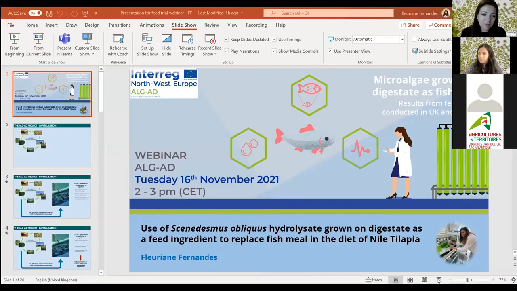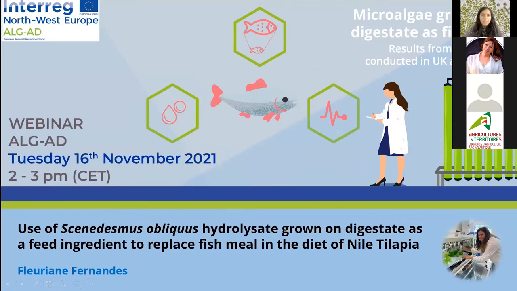Thank you for the introduction, Alla. Right. Okay, so hopefully everyone can see my screen now. I'll be presenting a follow-up of what Philippe has just been introducing, and mainly that's the experiment we've been doing at Swansea University for our ALG-AD work package capitalization. We've been looking at using biomass of Scenedesmus obliquus grown on digestate to formulate a diet for Nile Tilapia.